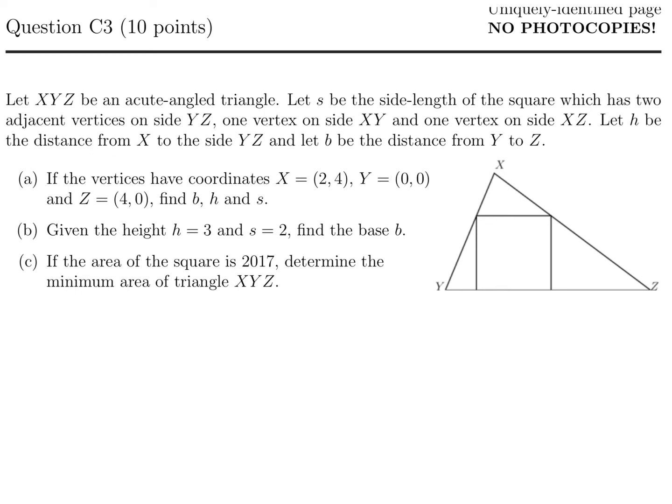Let x, y, and z be an acute angle triangle. Let S be the side length of the square which has two adjacent vertices on side yz, one vertex on side xy and one vertex on side xz. Let h be the distance from x to the side yz, and let b be the distance from y to z. If the vertices have coordinates 2, 4, 0, 0, and 4, 0, find b, h, and s.